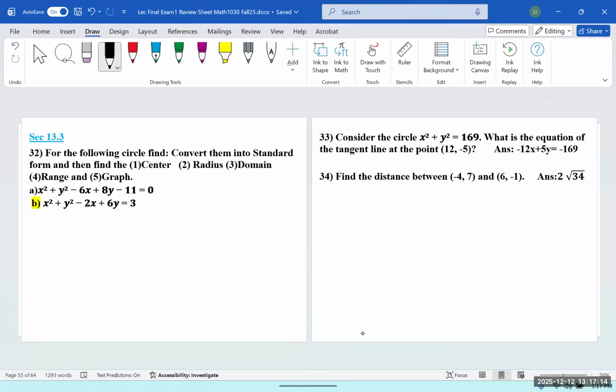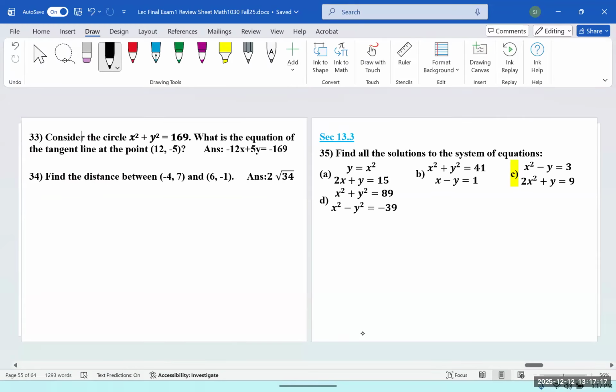Circle, tangent line, and solving a system of equations. Tangent line is easy if you can remember 2 things. If you just tell me these 2 things, you don't have to show any work. First, the slope of the tangent line is negative x over y. You don't have to show any work. And then, what's the y-intercept for the tangent line? The y-intercept of the tangent line is r squared over y.